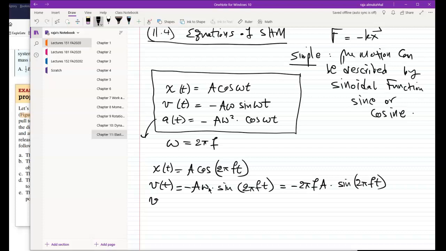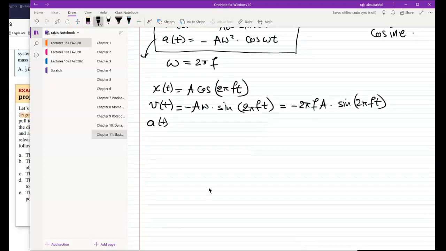And then the acceleration a of t is equal to A omega squared, and so that will be minus A times 2 pi f, quantity squared, cosine 2 pi f t. I'll just leave it like that. Okay, so that will be another way of writing it.